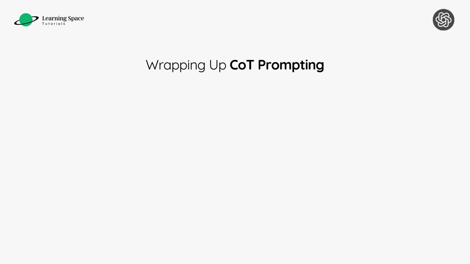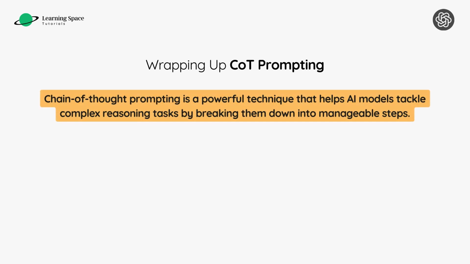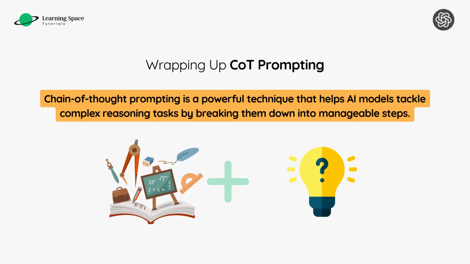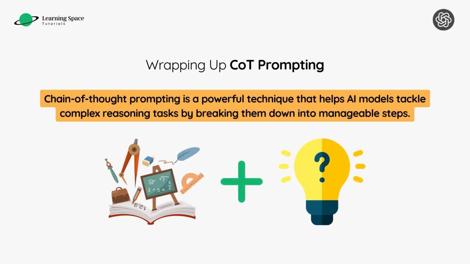questions. So in this video, we have learned that chain of thought prompting is a powerful technique that helps AI models tackle complex reasoning tasks by breaking them down into manageable steps. It is perfect for arithmetic and common sense reasoning, making AI smarter and more reliable.